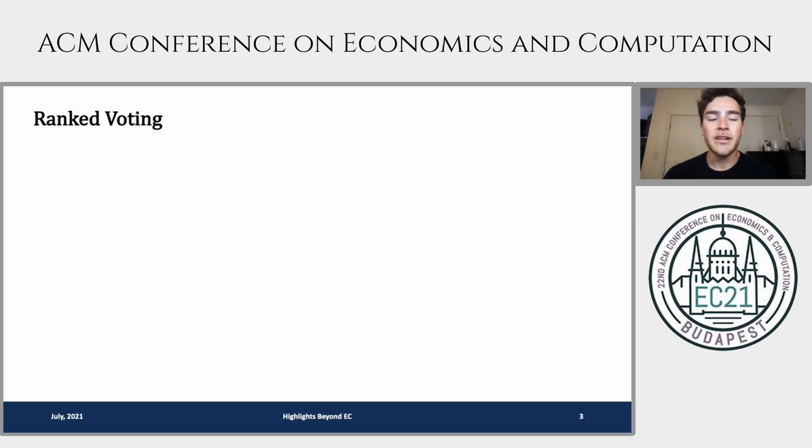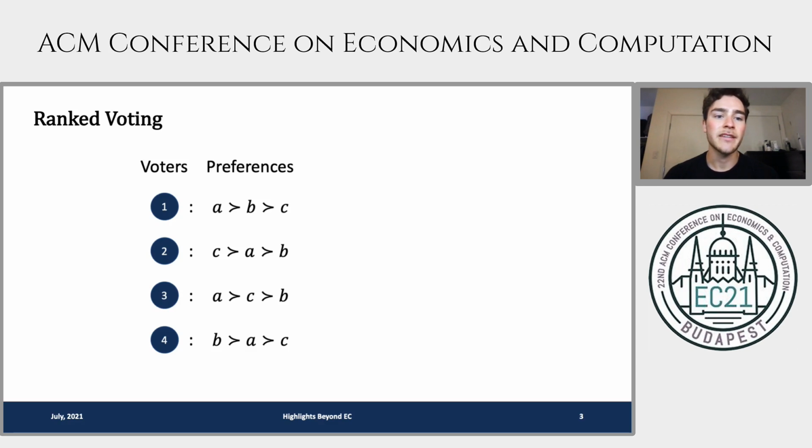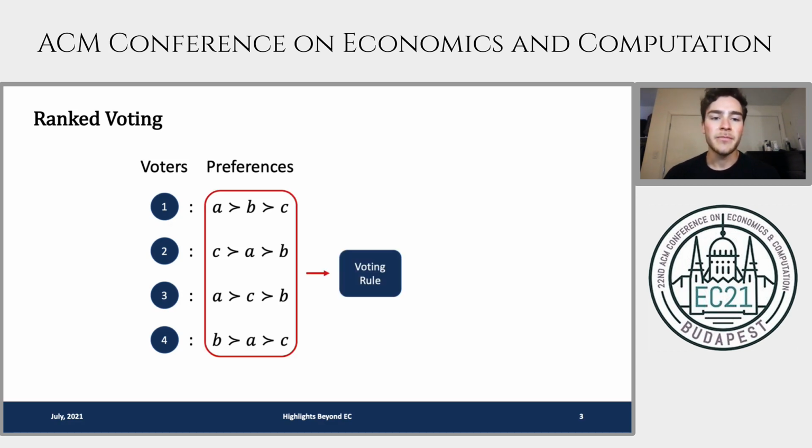Things get a little more complicated if instead of just asking for voters' top choice, we ask for a ranking over the candidates. Again, it looks something like this. We have the voters, and now they tell us their ranking over the candidates. And again, we're interested in some voting rule that takes these rankings as inputs and chooses some winning candidate.